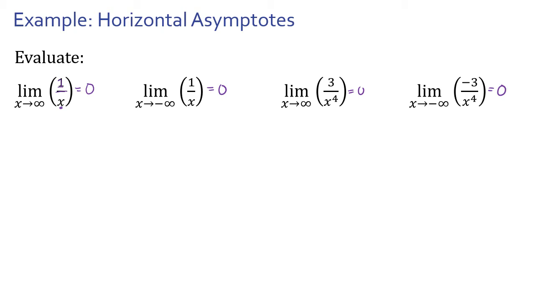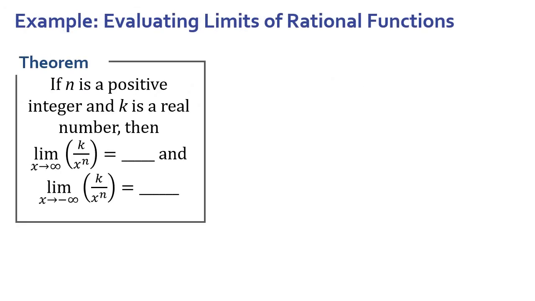So the limit as we're approaching these infinite numbers, with a variable underneath, is always going to give us 0, and that's what gives us this next formula. So this theorem: if n is a positive integer and k is a real number, then the limit as x approaches infinity of k over x to the n is 0, and the limit as x approaches negative infinity of k over x to the n is also 0. So k is just a number, so it can be something like 3, so 3 over x to the 4th.